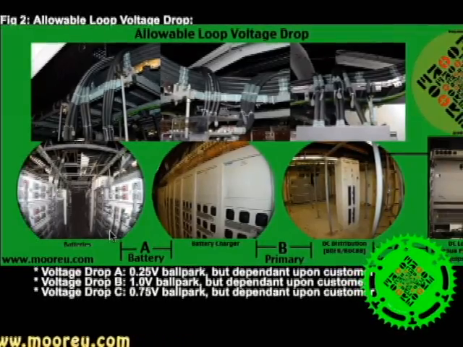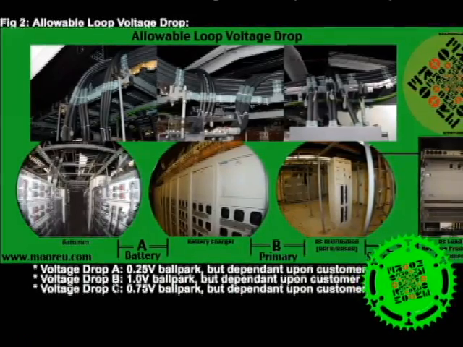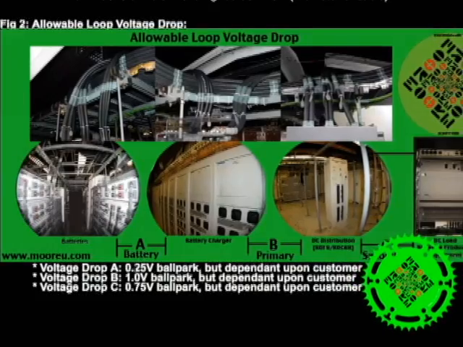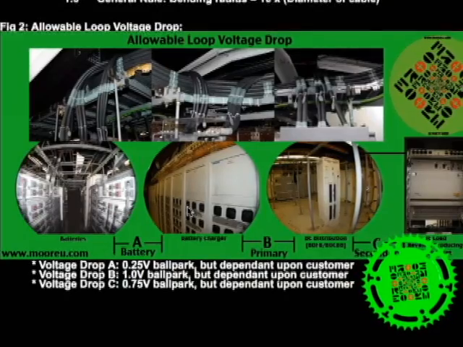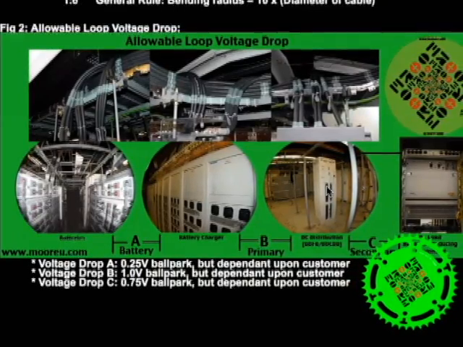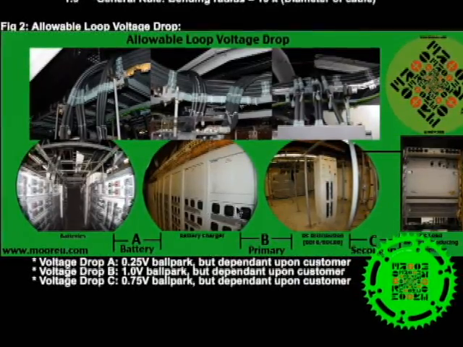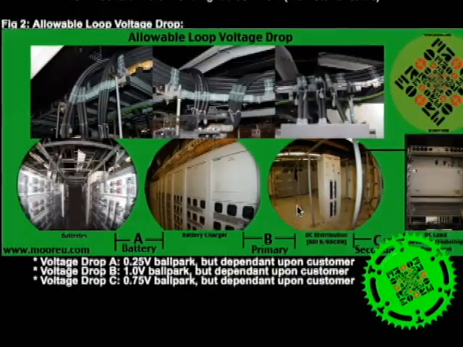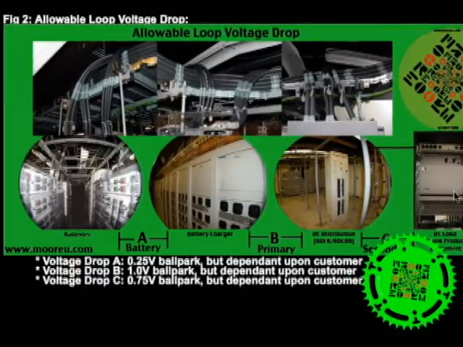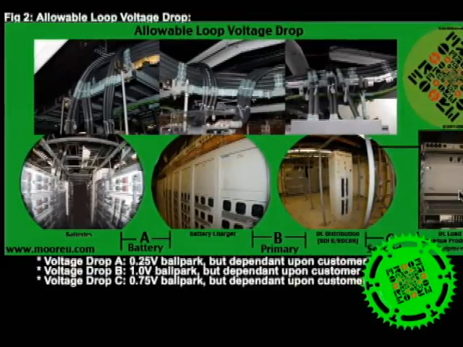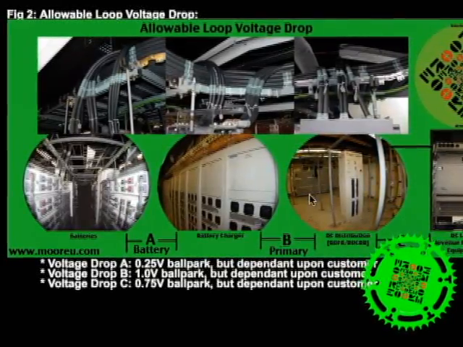We have the basic criteria here, which is between batteries and battery chargers, which is also known as your battery cables. The typical loop voltage drop is 1/4 volt. Between your battery chargers and your DC distribution, or your BDFBs or BDCBBs, is your primary cabling, and that's roughly a 1 volt drop, loop voltage drop. And then finally, between your DC distribution and your actual DC loads, which is usually at the top of a relay rack, that's a 0.75 volt, and that's called your secondary cabling.